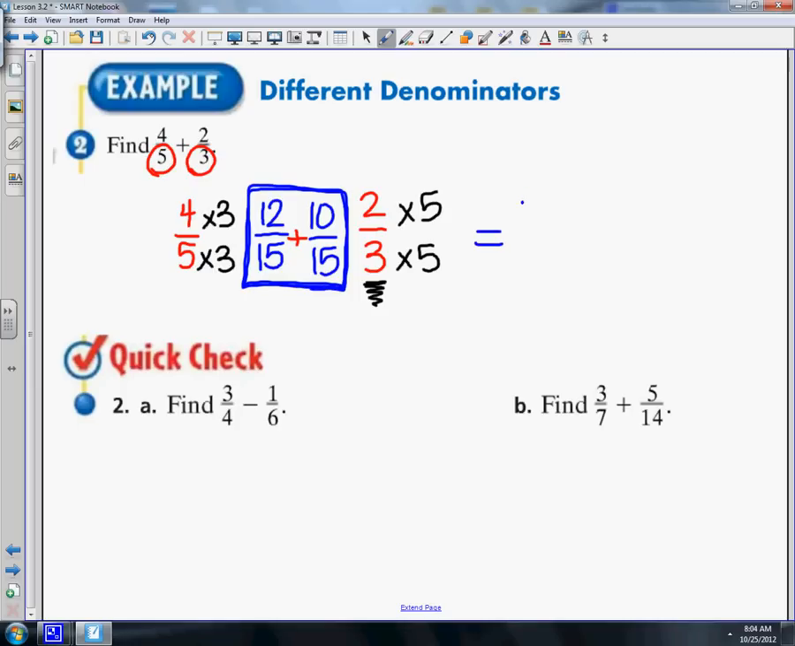12 plus 10 is 22. Remember, you only add the two top numbers. I only add these two, and then I leave my 15 alone. 22 over 15. Now, I can't simplify that, so I just leave it as 22 over 15. So try these next two problems and then come back and we'll go over it.